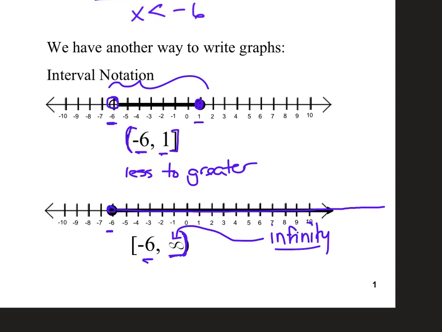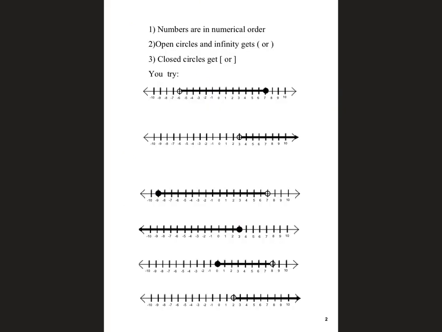Okay. And then the only time you put a square bracket is when you have a colored in circle. Every other time you're going to just put a parenthesis. Okay. That's the basic notation. So let's try these.